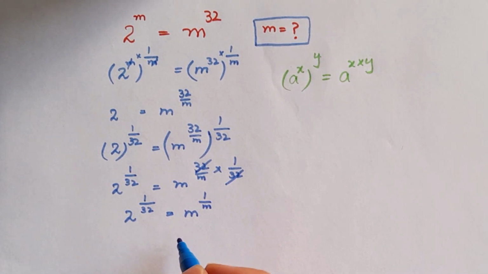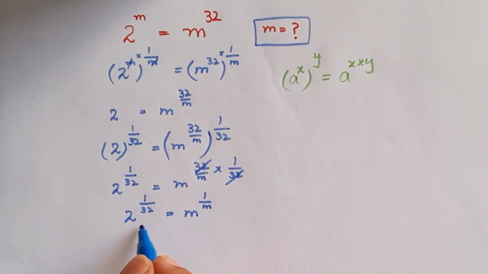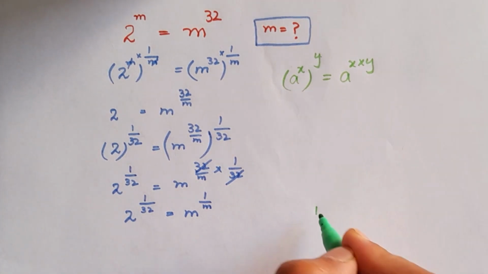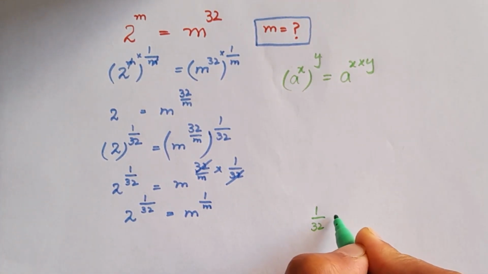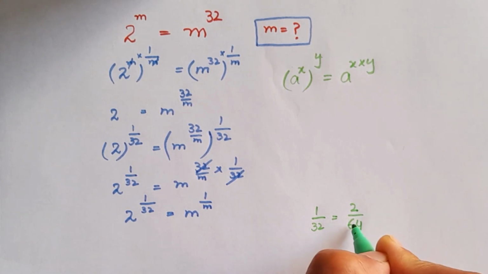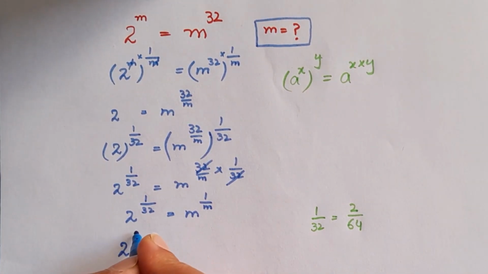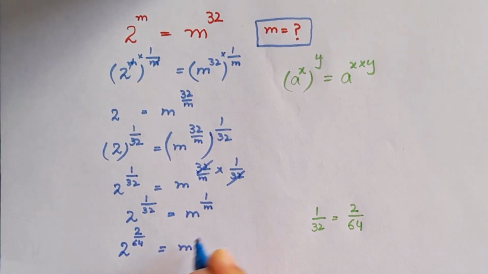On the right hand side we can see m raised to the power 1 over m. So our next step is to change this left hand side into the same form. For that we are going to change 1 divided by 32 to its equivalent value. We can write it as 2 divided by 64, because after simplifying we will get 1 divided by 32 again. So 2 to the power 2 divided by 64, equals m to the power 1 over m.